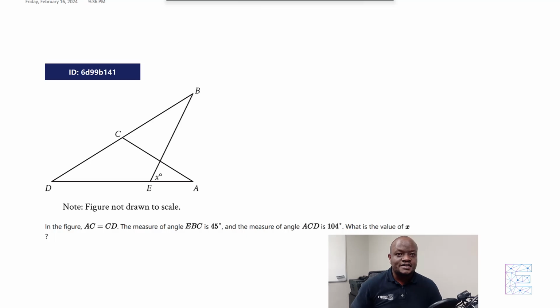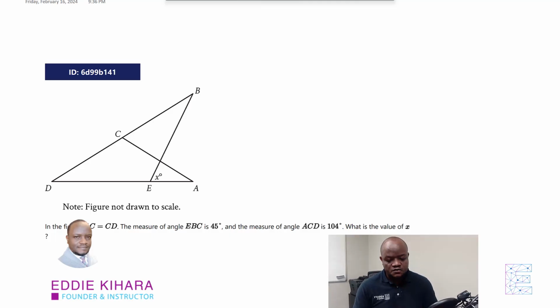Okay, let's try the next question. In the figure, AC equals CD, the measure of angle EBC is 45 degrees and the measure of angle ACD is 104 degrees. What is the value of X? So there's a plethora of ways to work this question out.